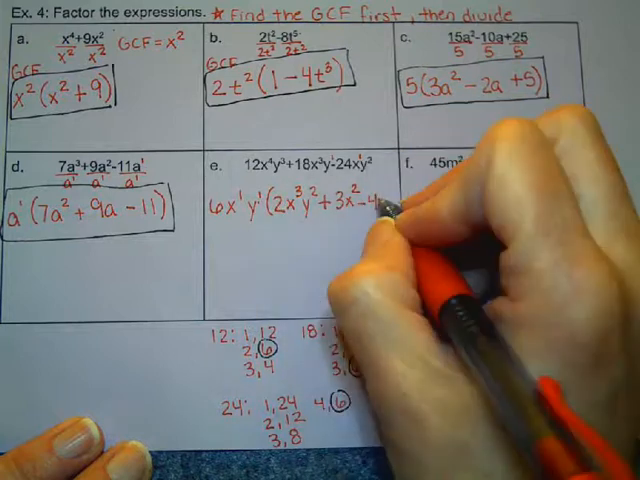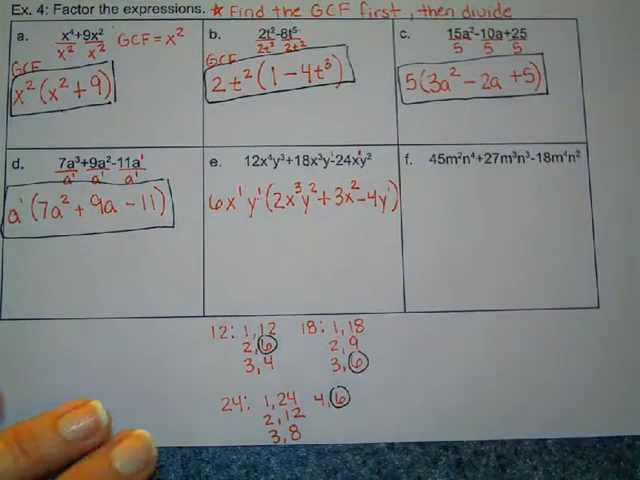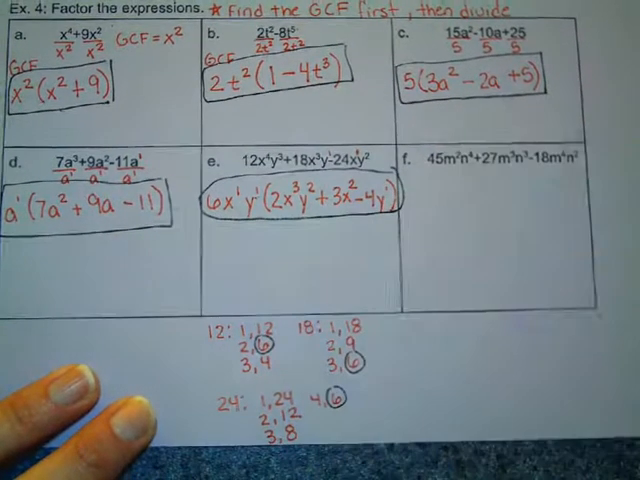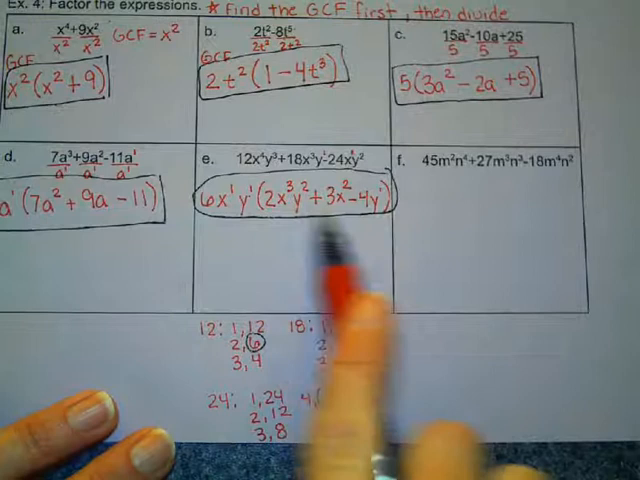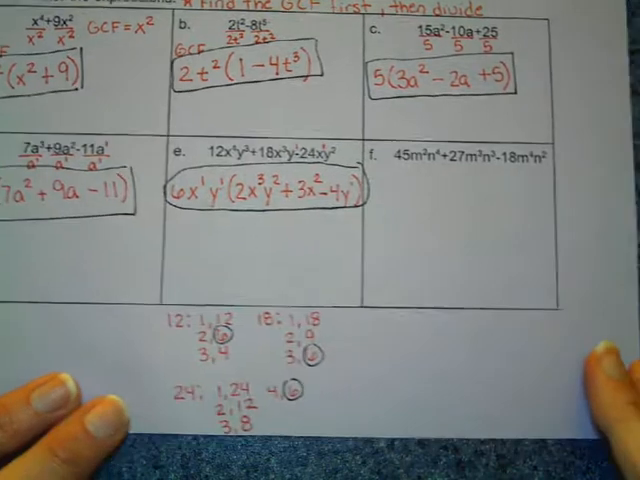Alright, so when you get done with that whole thing, dividing out the biggest number and subtracting those exponents, what's left in this parenthesis should have nothing in common. They can't be divided by the same number. They don't all have the same letter. Nothing should be in common there. Alright, why don't you pause the video and try the next one on your own.